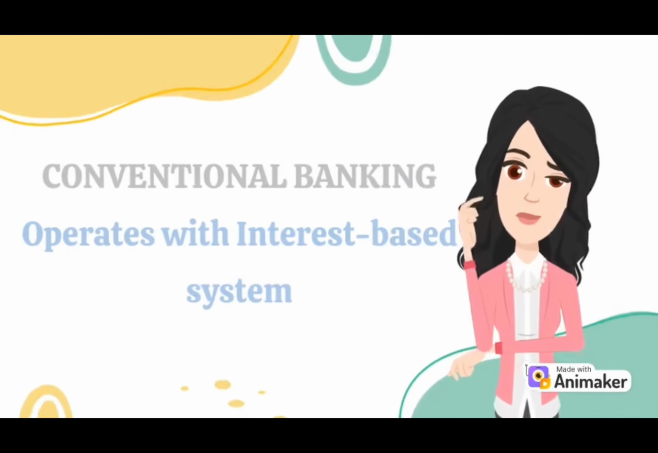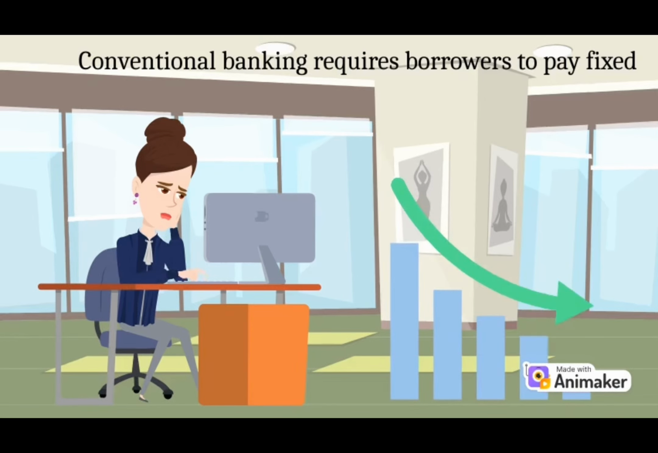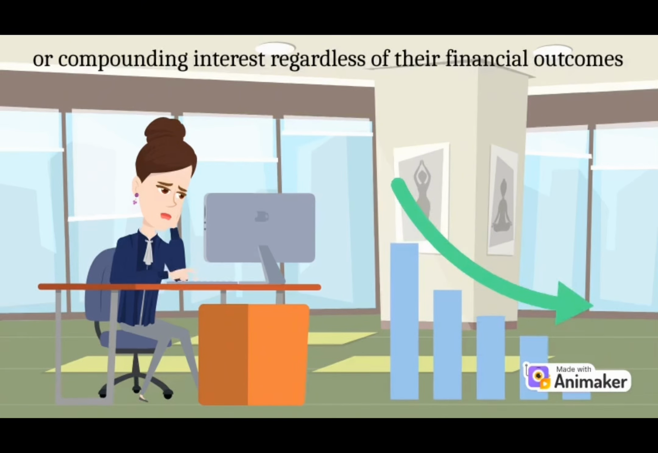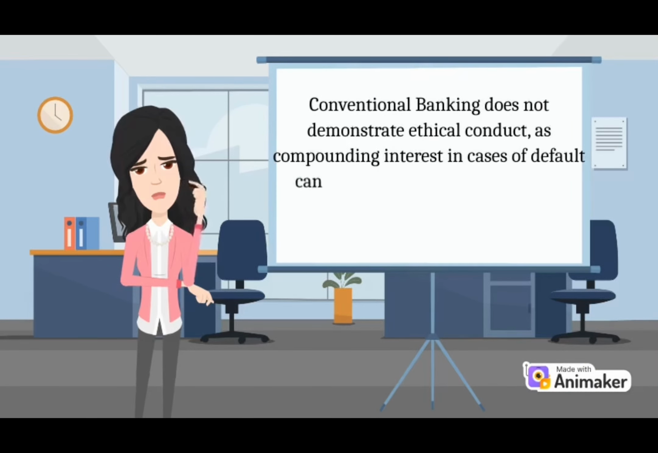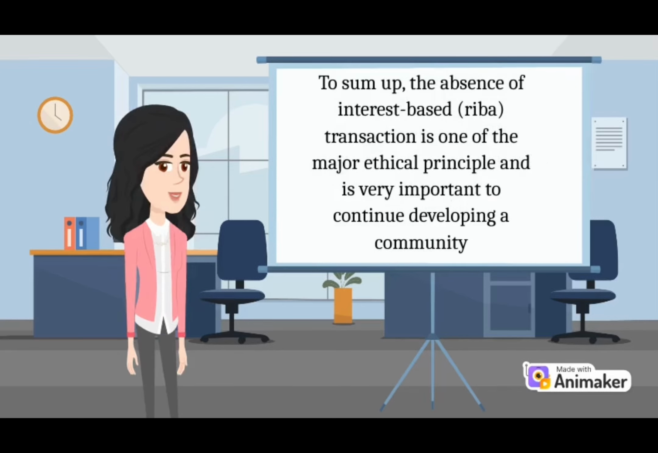Islamic banking, unlike conventional banking, does not operate with an interest-based system. Conventional banking requires borrowers to pay fixed or compounding interest regardless of their financial outcome. This practice clearly does not demonstrate ethical conduct, as compounding interest in cases of default can burden individuals and lead to inequality. To sum up, the absence of interest-based riba transactions is one of the major ethical principles and is very important to continue developing a community.